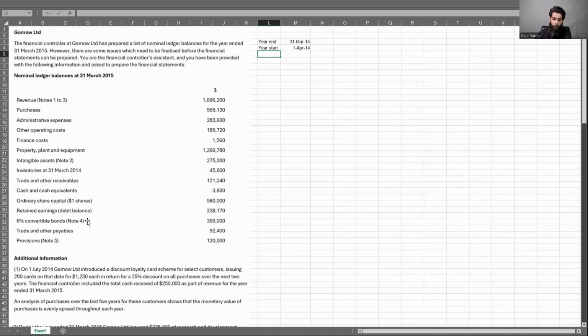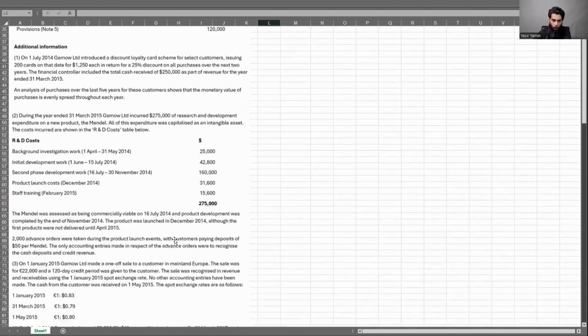Then you see convertible bonds, you see IFRS 9 is there. Provisions, you see IAS 37 is for sure there. So this kind of glimpse you get whenever you see a question in your exam.